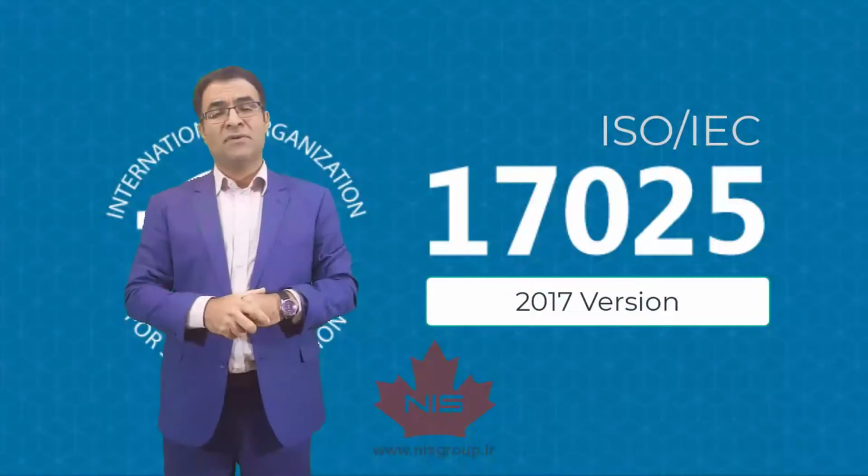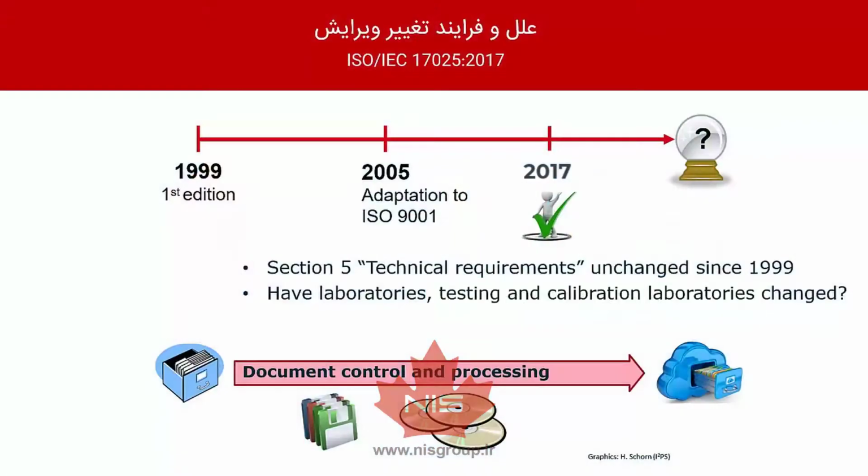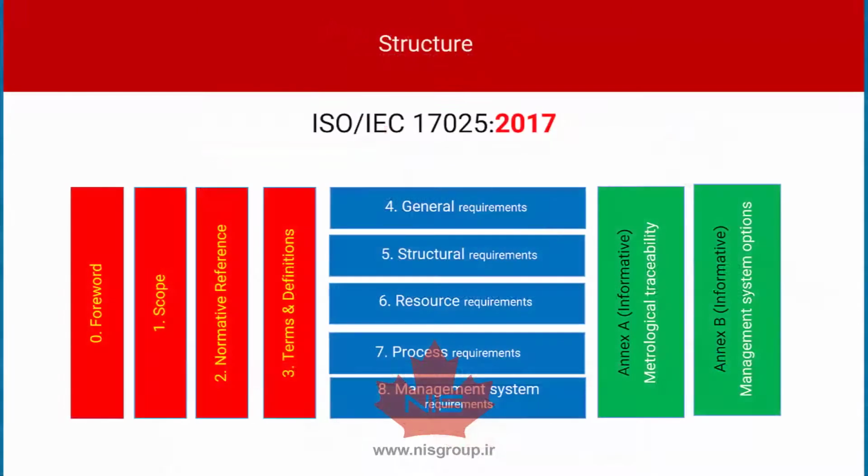This standard was first issued in 1999, then it was revised in 2005, and the third version, which is the current version, was issued in 2017. So that's why we call it 17025 or 2017. This standard includes around 10 clauses, starting from clause 0 to clause 8, and also we have 2 annexes.